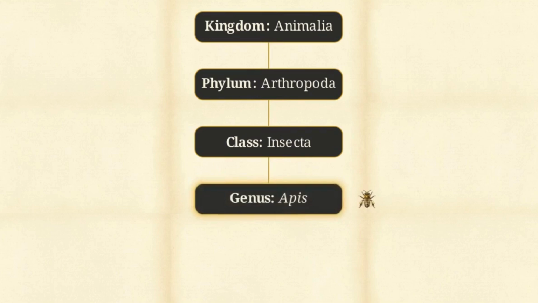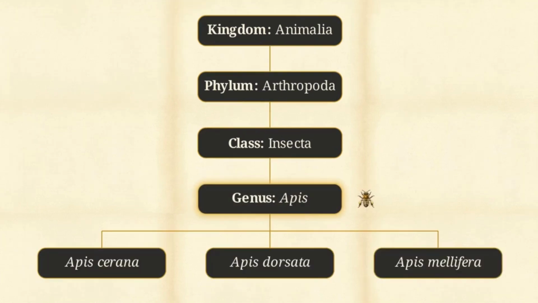And within that genus Apis, there are specific species that are highly relevant to human agriculture, especially here in Nepal, the foundation of apiculture, which is the scientific rearing and management of bees. Exactly, apiculture. It relies on three distinct types reared in the country: Apis cerana, Apis dorsata, and Apis mellifera. That's right.